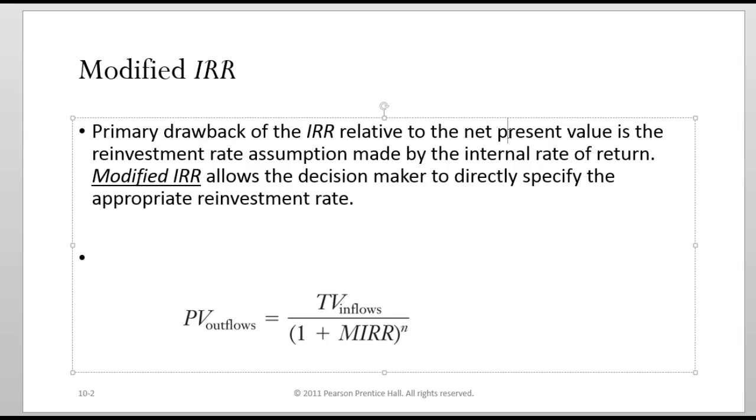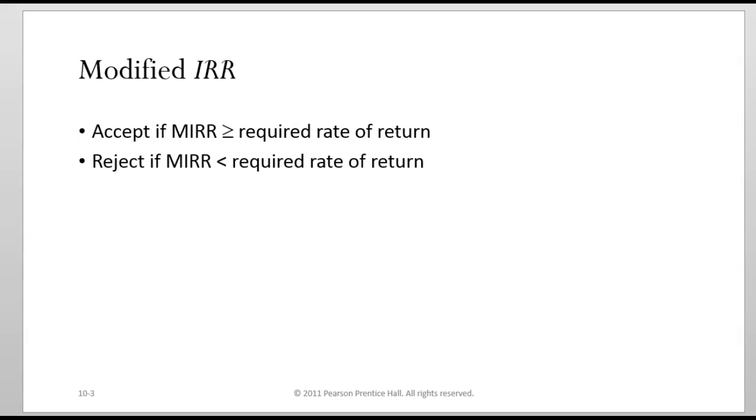So IRR gives you an inflated return versus using a modified IRR, which has you actually input the rate of return that you want it to calculate the reinvestment on. So let's go through this. Here is your formula. It's kind of the same scenario. If it's equal to or greater than, you are going to accept it. If it's not, you're going to reject it.